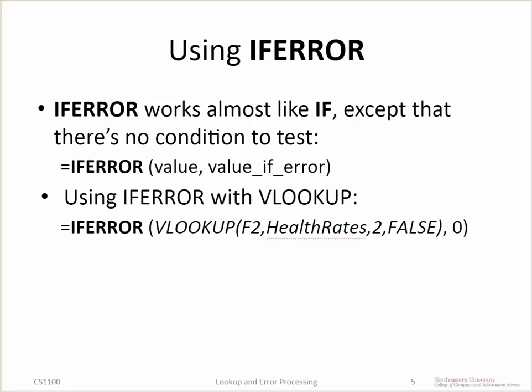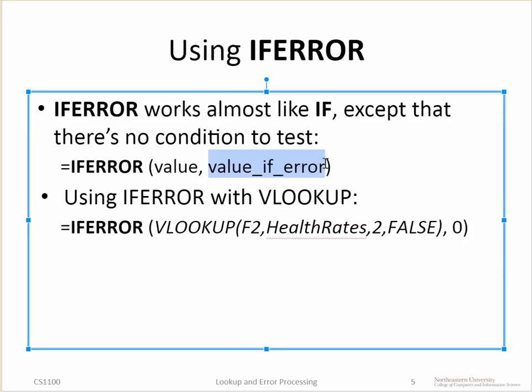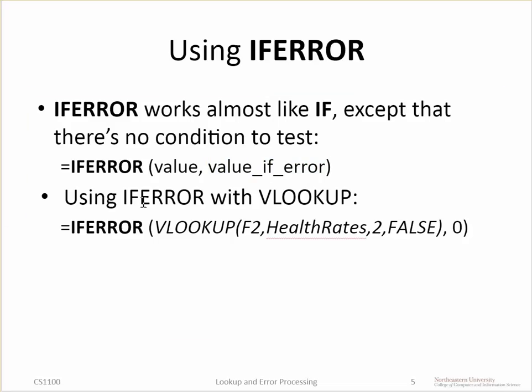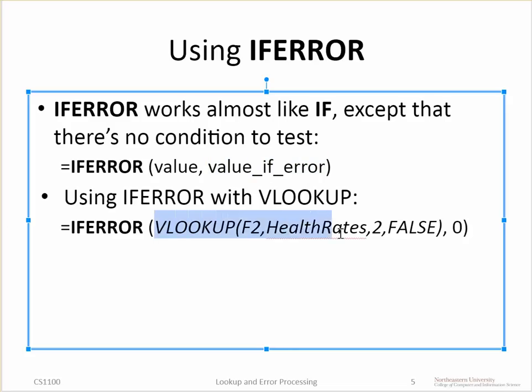So ifError is somewhat similar to if, except that there's no condition to test. ifError basically says I'm going to evaluate some value, some expression, and if it works, great, I'll put the value of that expression into the cell. If it doesn't work, then I'll put the value of the error into the cell. I basically put this thing right here. Whatever you tell me, I'll put in here. So for example, right here, I'm going to say, well, we're going to try to do a VLOOKUP of health rates. If it works, great, I'll put the value of VLOOKUP in the cell. If it doesn't work, I'll put the value of 0 into the cell.